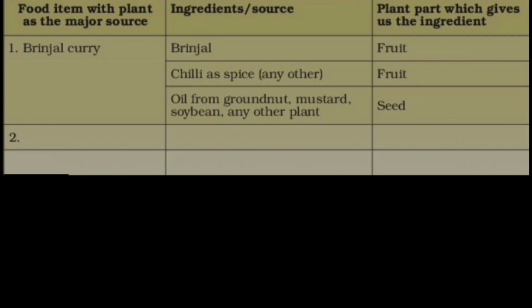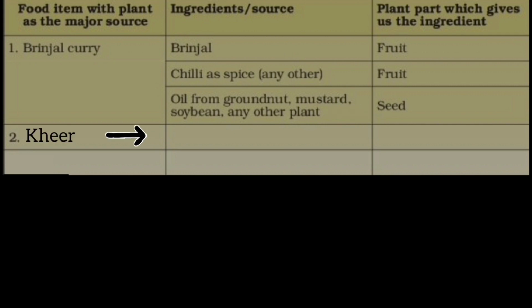Table 1.4. Plant parts as food. Column 1. Food item with plant as the main source. Column 2. Ingredients or source. Column 3. Plant part which gives us the ingredient. Brinjal curry. Brinjal curry is made up of brinjal, chili as spice, oil from groundnut, mustard, soya bean or any other plant. Brinjal is the fruit part of the plant. Chili is also the fruit part of the plant. Groundnut, mustard, soya bean are seed part of a plant.